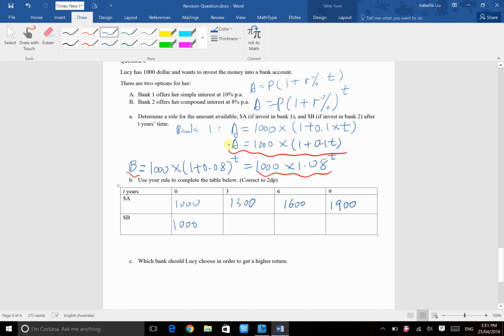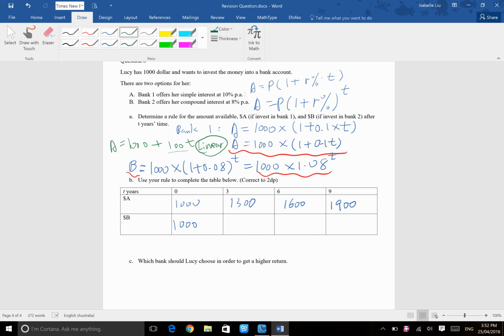So for A, this formula, let's write that in the green color. I can open the bracket. A can be equal to 1,000 plus 1,000 times 0.1T, which is 100T. This is actually linear. So simple interest is increasing linearly. That's why it's 300 over 3 years, another 300 over 3 years, increasing another 300. So every year it will increase by $100.